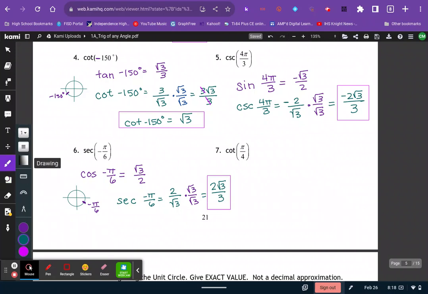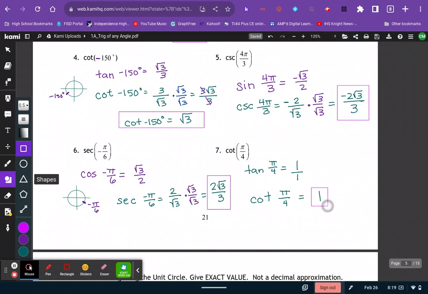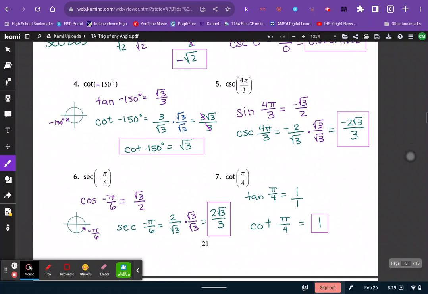Last one, pi over 4. Tangent at pi over 4 is 1. So just like everything else, I need to make 1 into a fraction. I can make 1 into a fraction by putting it over itself and find the reciprocal, flip it over. In this case, it ends up being the exact same answer. So tangent and cotangent, when they are 1 or negative 1, the reciprocal is actually the same that you start with. Okay, practice, practice.